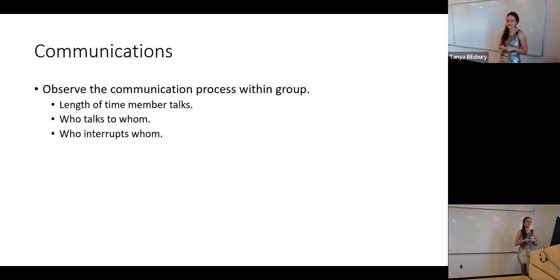To assess the communication patterns in the group, you can watch who talks, how much they talk. Are there some people who talk a lot and some people who speak very little? And you can look at who interrupts whom, because interrupting somebody is dominant, and there's going to be patterns of dominance and submission in the group.